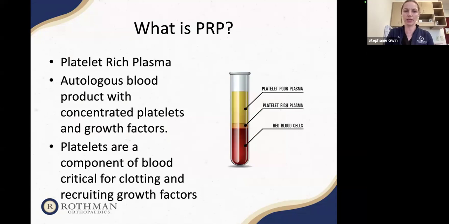So what is PRP? It is platelet-rich plasma. And what is that? So autologous, meaning your own blood product, and it's created with concentrated platelets and growth factors that come from them. Platelets are a component of your blood. They're critical for clotting, which is why you'll see patients on antiplatelet medicines after, say, a heart attack. But they also recruit growth factors, which we're needing for the healing response.